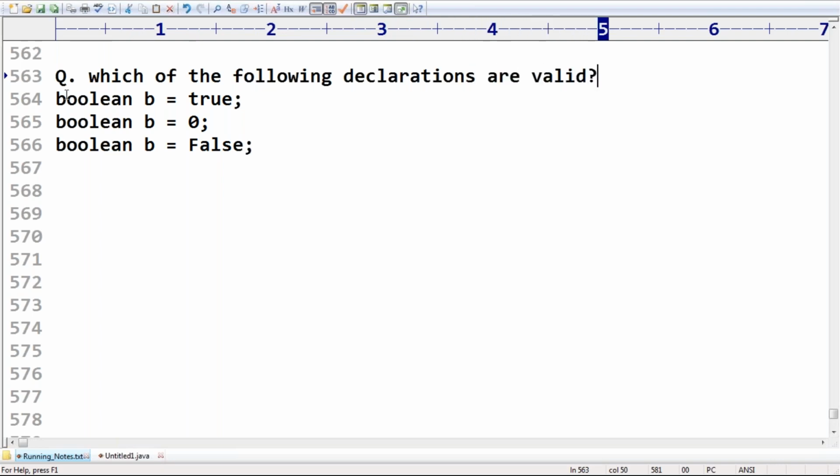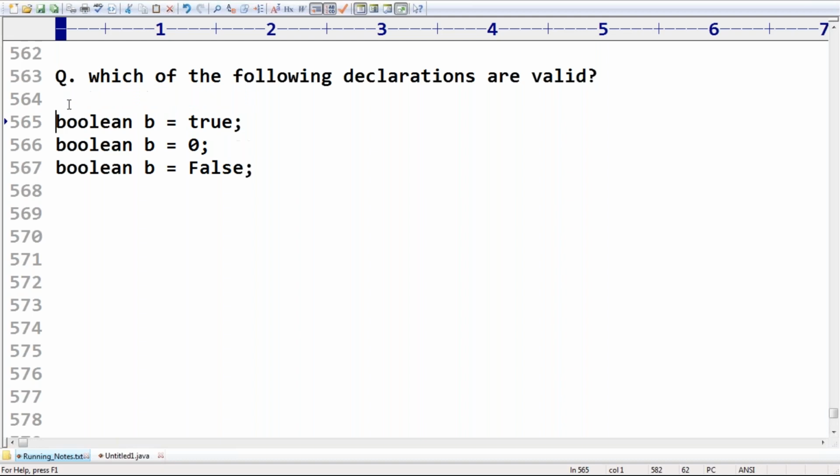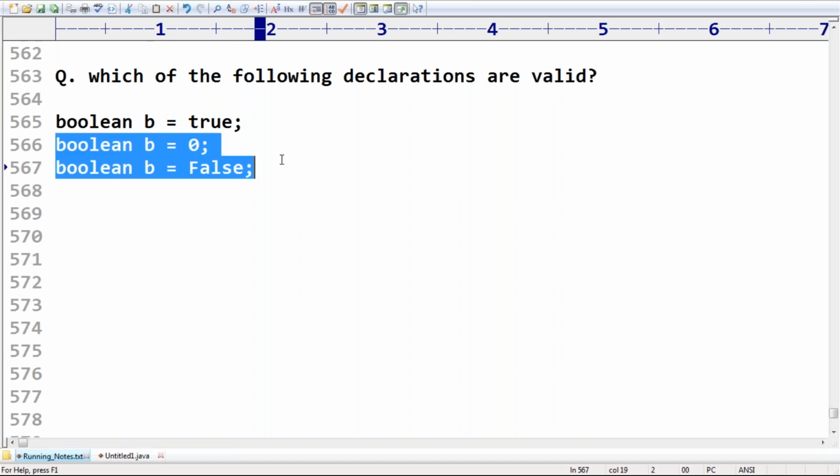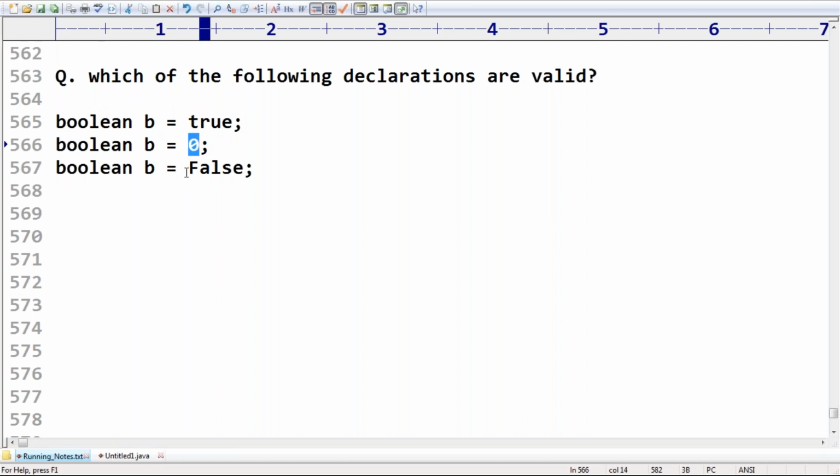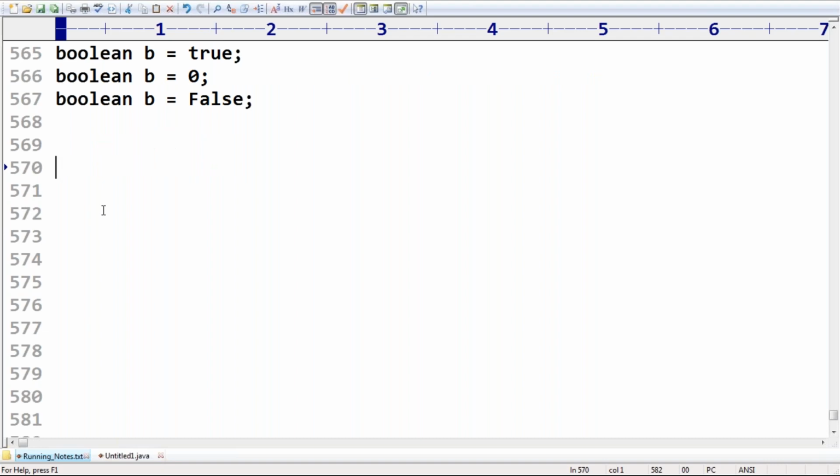Here only the first one is valid. Why are the second and third invalid? 0 is not allowed for Boolean. Why is this one invalid, sir? Have you remembered? Capital F should not be there. Small f only we have to take. It is case sensitive. But if you go for Python, in Python we compulsorily have to use capital F only. Small f is not allowed in Python, friends. Remember. This is about the Boolean data types.